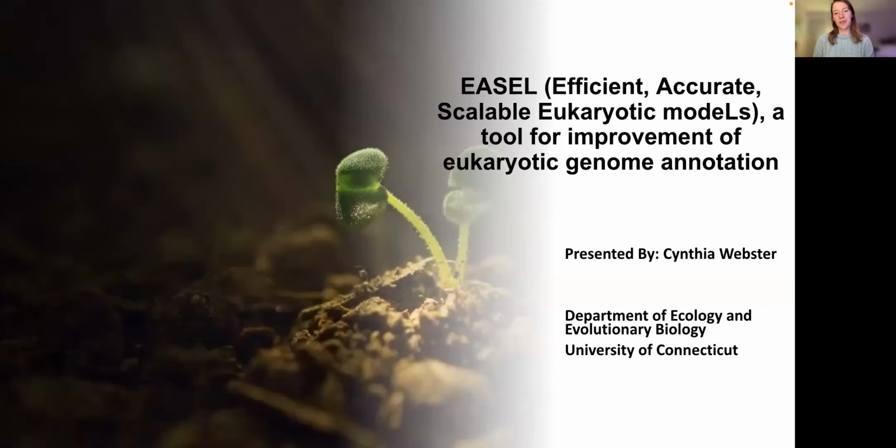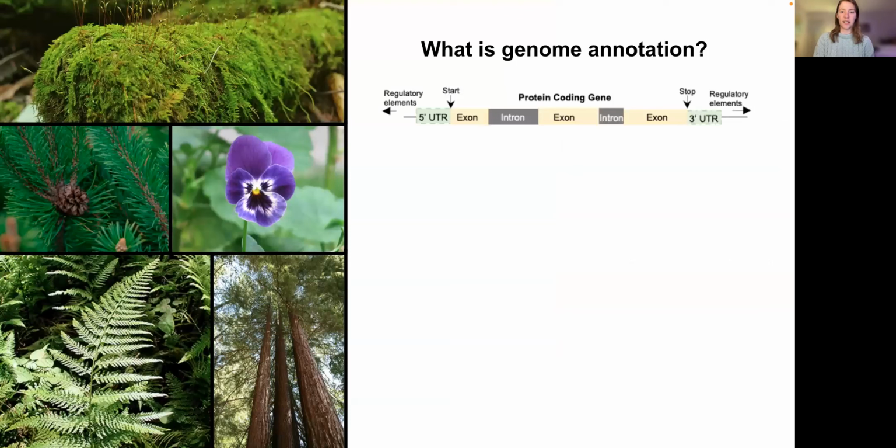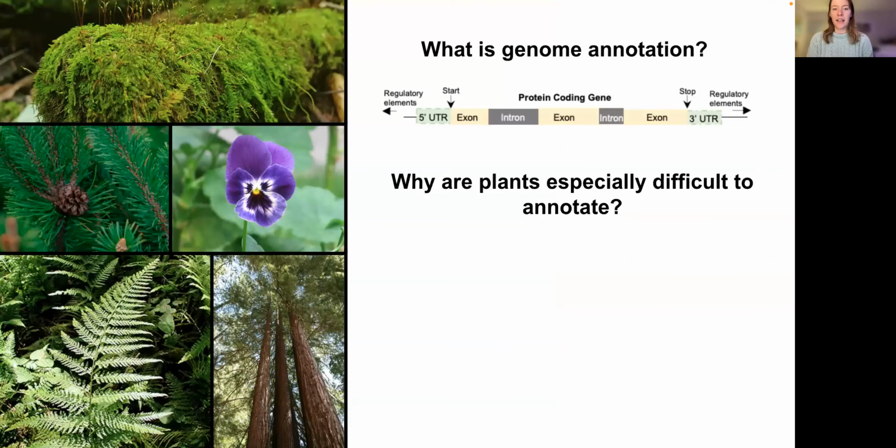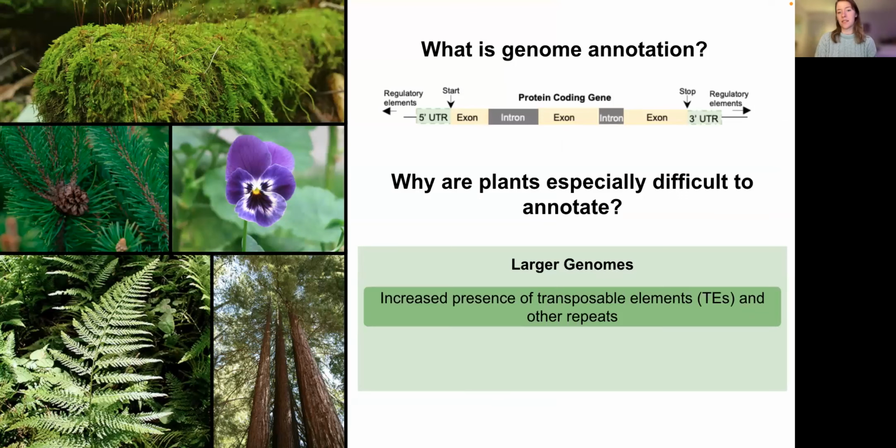I'm from the University of Connecticut, and today I will be discussing challenges of genome annotation in plants and the development of our eukaryotic annotation tool, EASEL. Now, we define genome annotation as a process of correctly identifying protein coding features. And plant genomes are especially difficult to annotate because they often have larger genomes as a result of increased presence of transposable elements and polyploidy.